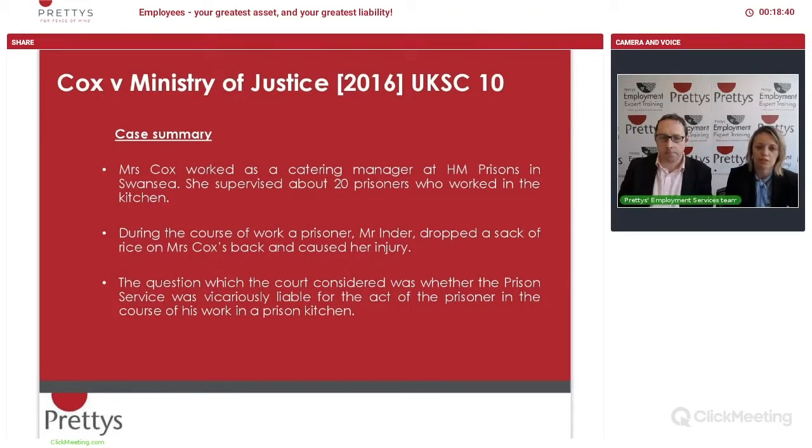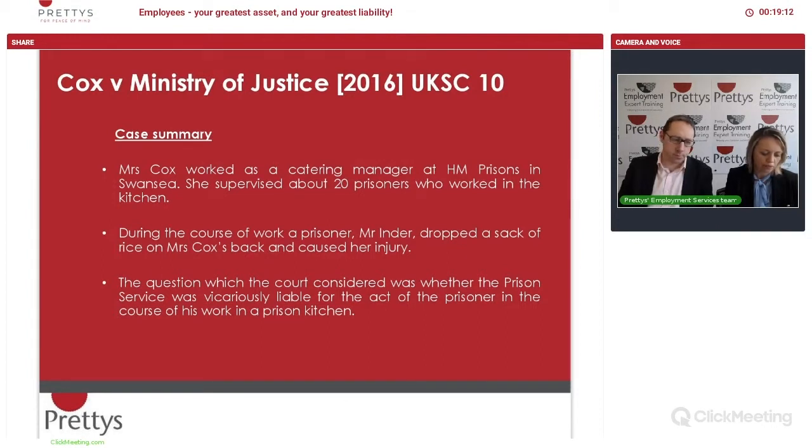The prisoners were on prison service pay. A bag of rice was dropped, and she went over to pick it up. Basically, a prisoner walked past, tripped over her, and dropped a large, heavy bag of rice onto her back, causing her injury. So she brought proceedings against the Ministry of Justice, claiming damages for personal injury on the basis that they were vicariously liable for the negligence of the prisoner.